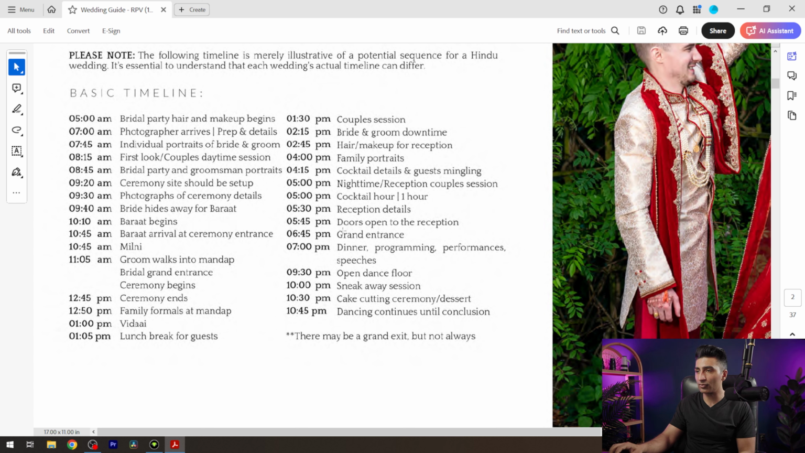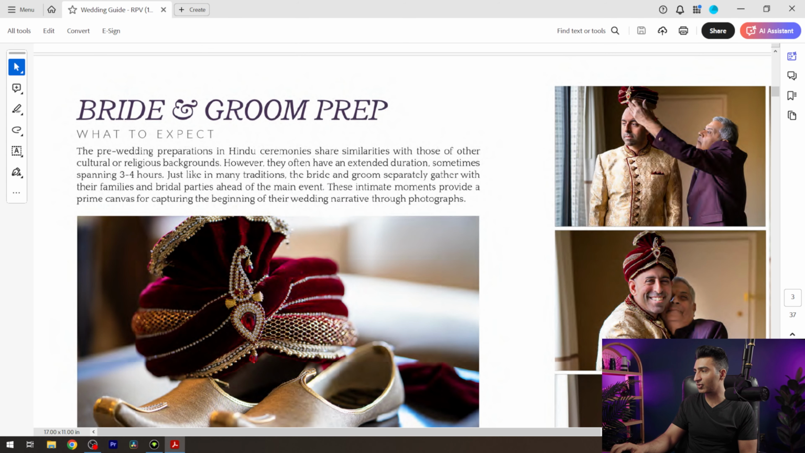Okay, so this is a very rough, basic timeline. Again, you're going to modify this to your needs. Feel free to grab a screenshot of this so that you have some sort of structure to work with, or you obviously get a copy of the guide. Let's move right into the next segment here.